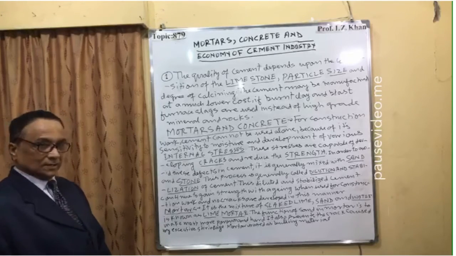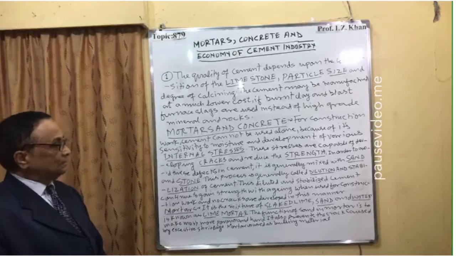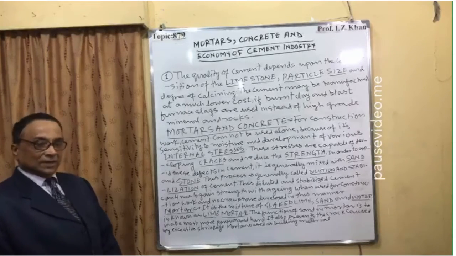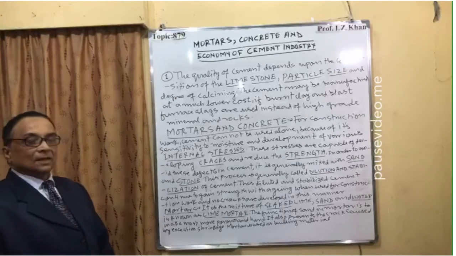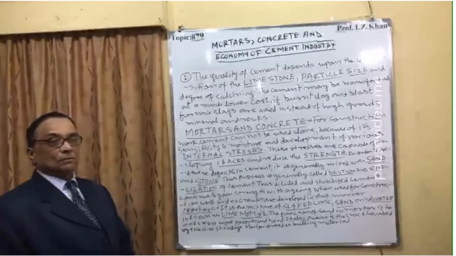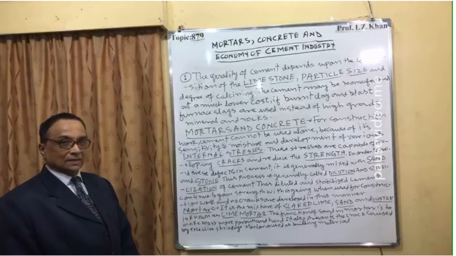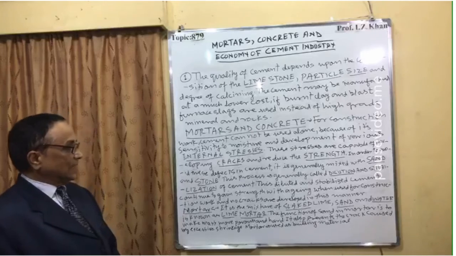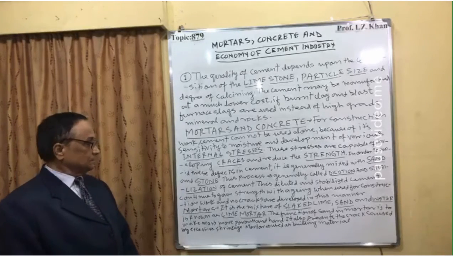What is mortar? It is the mixture of slaked lime, sand and water. So these three ingredients mixed together are called mortar. Slaked lime, I have already told you, we can get from limestone, and that lime, if water is added, will become slaked lime. CaO will become Ca(OH)2. That is called slaked lime, and with water, it is known as lime mortar.